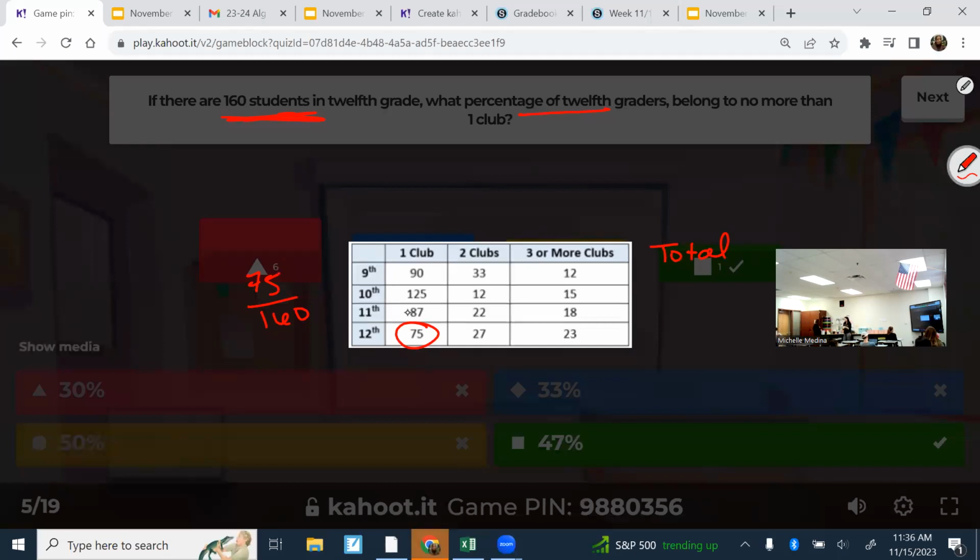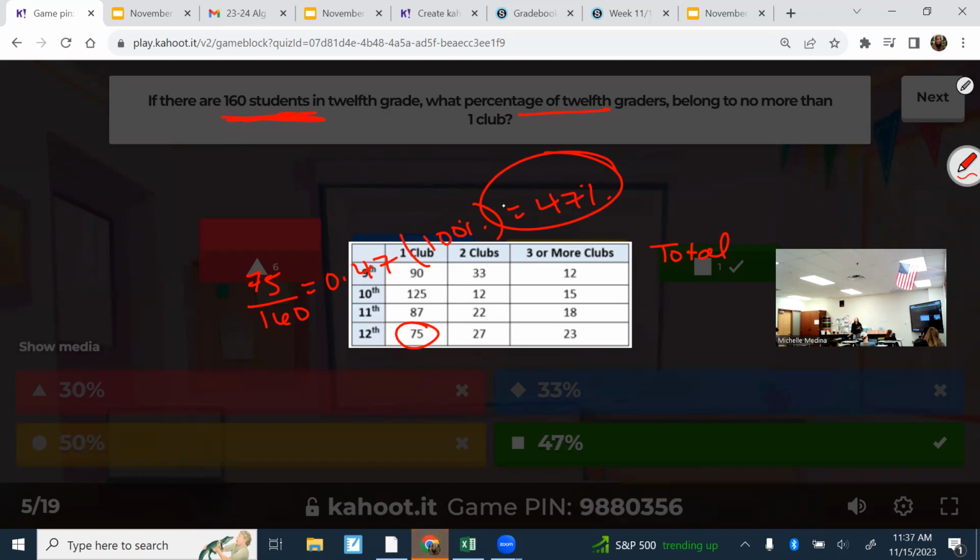Wait, did you say divide by 100? Okay, well, first you need to divide these numbers. So 75 divided by 160. And then you're not going to divide by 100. So when I divide these, I get about 0.47. Now it doesn't mean 0.47%. So how do I convert that to a percent? Multiply it by 100%. And then when I do that, I get the right answer of 47%.